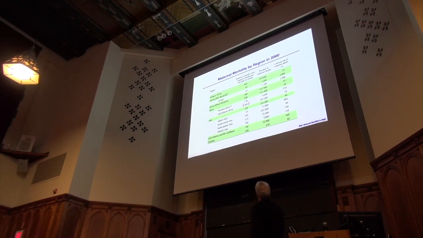This shows maternal mortality by region in the year 2000. It hasn't changed much. So out of 100,000 live births, overall in the world, 400 women will die delivering a baby. But in some parts of the world, like sub-Saharan Africa, 1 out of 100 women, 1,000 out of 100,000, so 1 out of 100 women during delivery die when they're delivering a child.